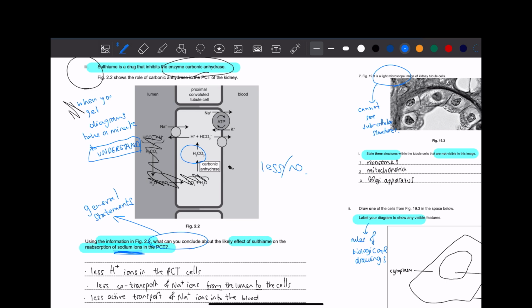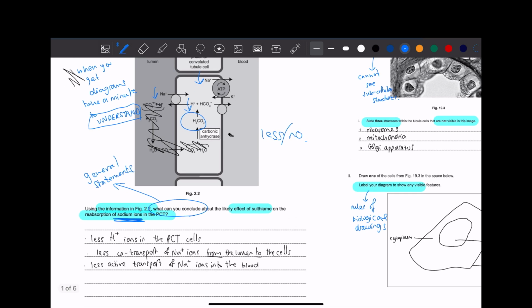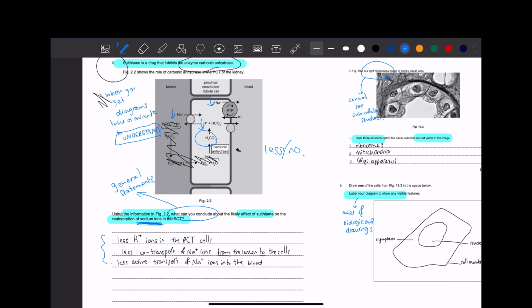Yeah, so if there's less H2CO3, that means there's less H+ ions. If there's less H+ ions, there's less co-transport of H+ ions out into the lumen. Therefore, by default, less sodium ions going in. Okay, if there's less of that, then there's less Na+ ions being actively transported out. And that is the effect of the drug on the reabsorption of sodium ions. And that's why the answer is this. I hope that makes sense.